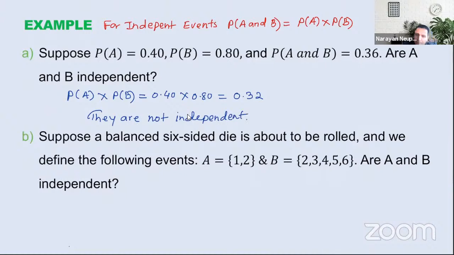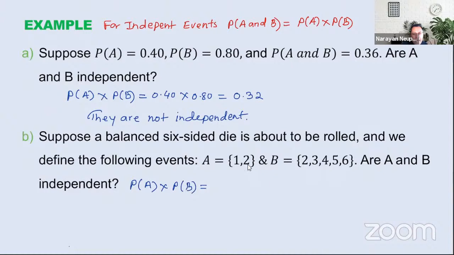Okay, a similar question is here. Suppose a balanced six-sided die is about to be rolled and we define the following events. Event A is getting 1 and 2 on the face of the die. B is 2, 3, 4, 5, 6. And we have to find whether A and B are independent or not. So first, what is probability of A times probability of B? Let's find that.